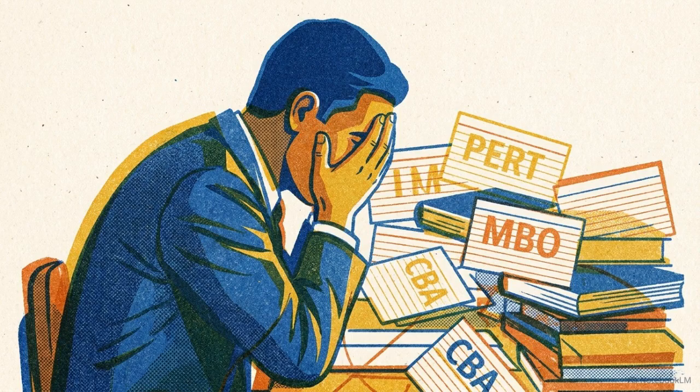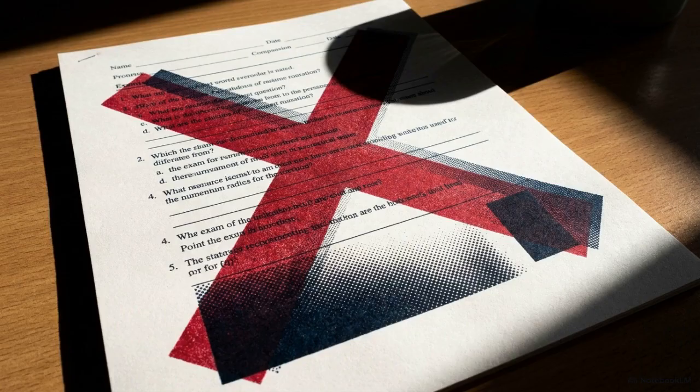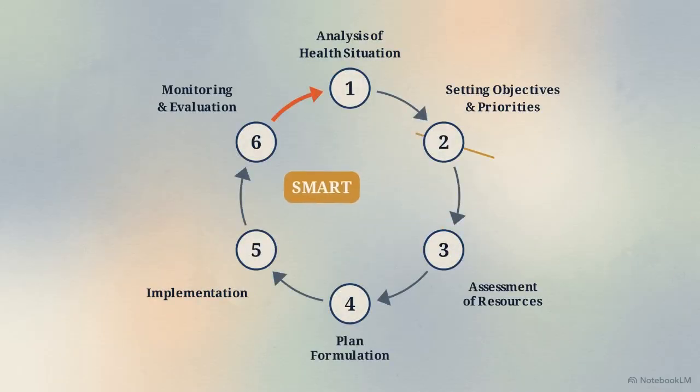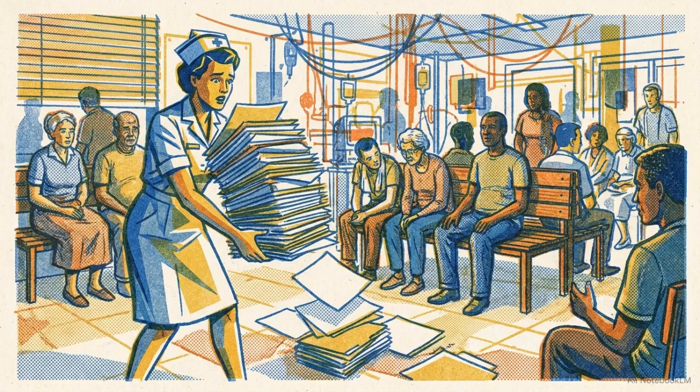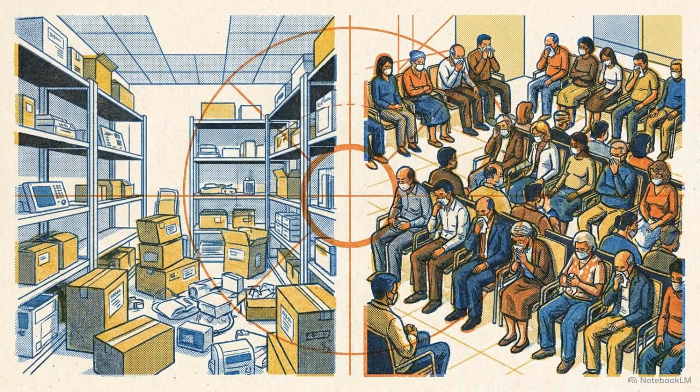Medical students often try to memorize discrete management frameworks in isolation. That approach fails on exams and in practice. Every framework you learn maps directly to a specific node on this cycle. Without a structured, iterative planning cycle, public health interventions collapse under their own scale. Resources drain into the wrong communities, and target diseases spread unchecked.